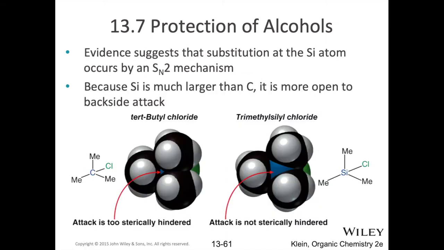Okay, the other nice thing about how this happens, why do we use a silicon as opposed to a carbon? The larger silicon atom allows for that nucleophilic attack from your alcohol to make that product. Okay, if that were carbon, you've got a tertiary carbon here. We know that that's not good for an SN2 mechanism.